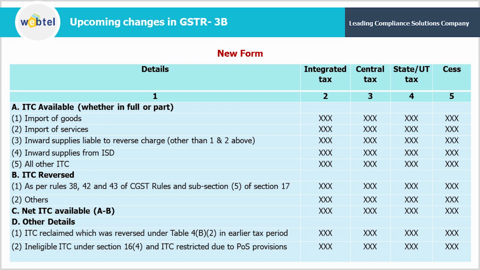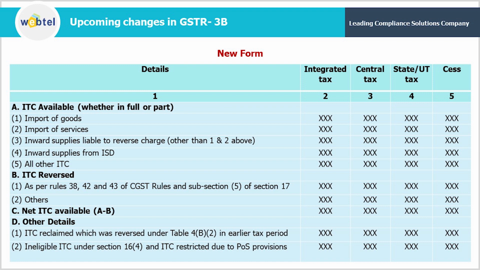Now it is to be noted that reversal of ITC which is permanent in nature, that is, at any time, at any cost we cannot avail the credit, is to be reported in this table as we have discussed. Now if we have any ITC which is not permanent in nature, like Rule 37 of the CGST rules, that is non-payment of consideration to supplier within 180 days, section 16(2)(b) and section 16(2)(c) of the CGST Act, then this amount is to be reported in table 4B2.